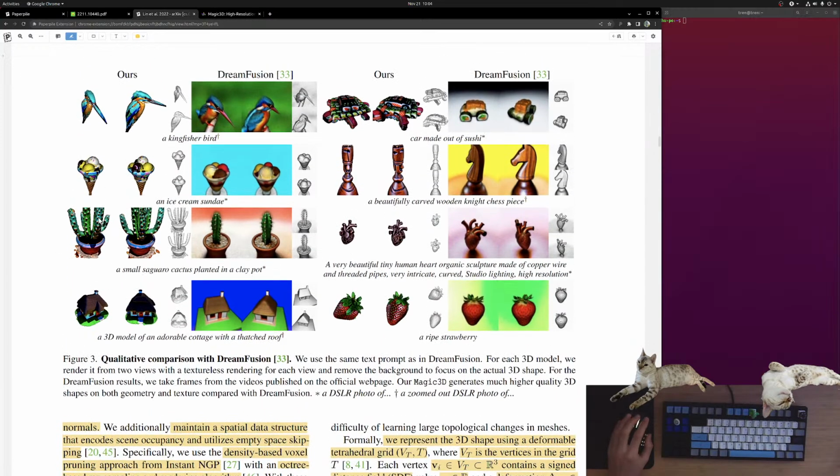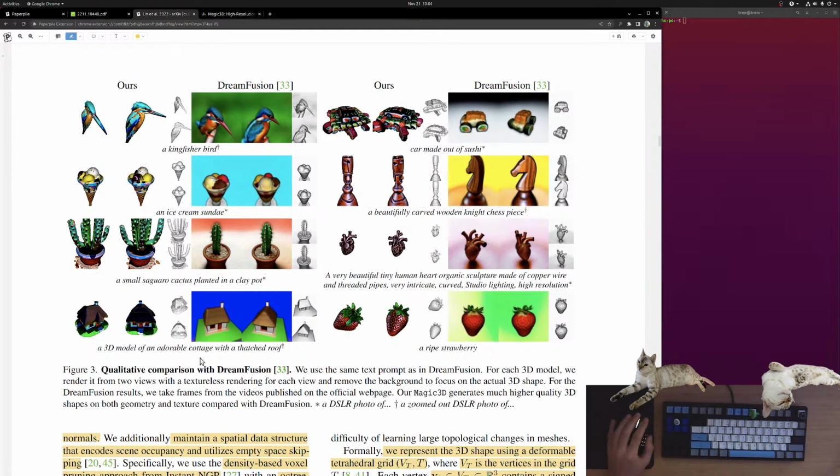Okay, coming back down, why don't we look at figure 3 while we're here? Qualitative comparison with DreamFusion. We use the same text prompt as in DreamFusion. Render it from two views with a textureless rendering for each view and remove the background to focus on the actual 3D shape. Our Magic3D generates much higher quality 3D shapes on both geometry and texture.